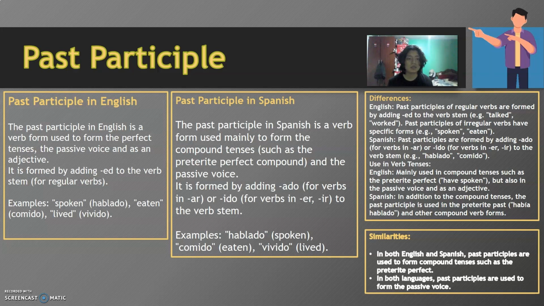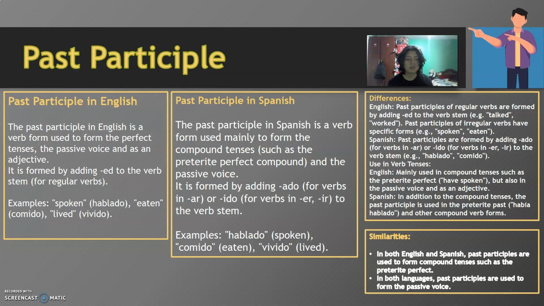The difference is in English, the past participle of regular verbs is formed by adding -ed to the verb stem. For example, talked and worked. And the past participle of irregular verbs has specific forms, for example, spoken, eaten. In Spanish, the past participle is formed by adding -ado for verbs in -ar or -ido for verbs in -er or -ir to the verb stem, for example, hablado, comido.